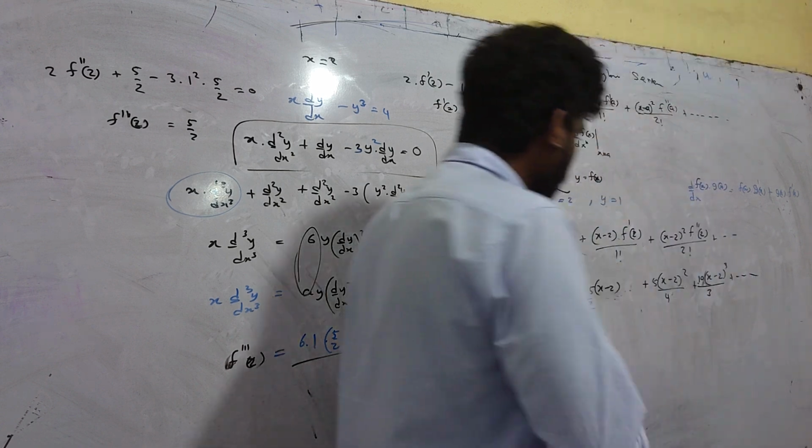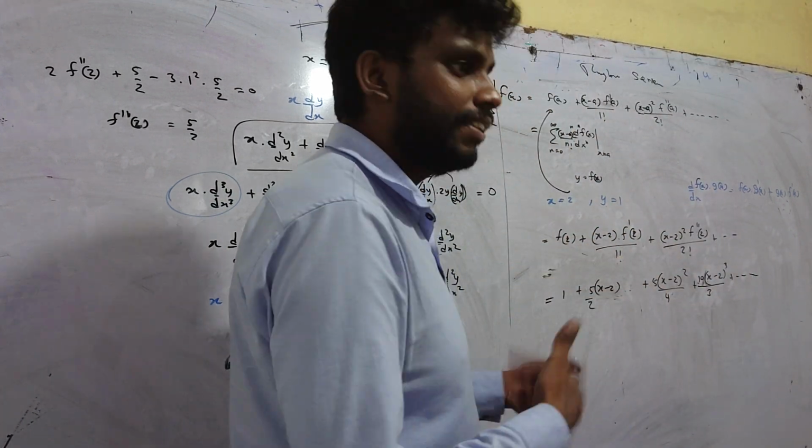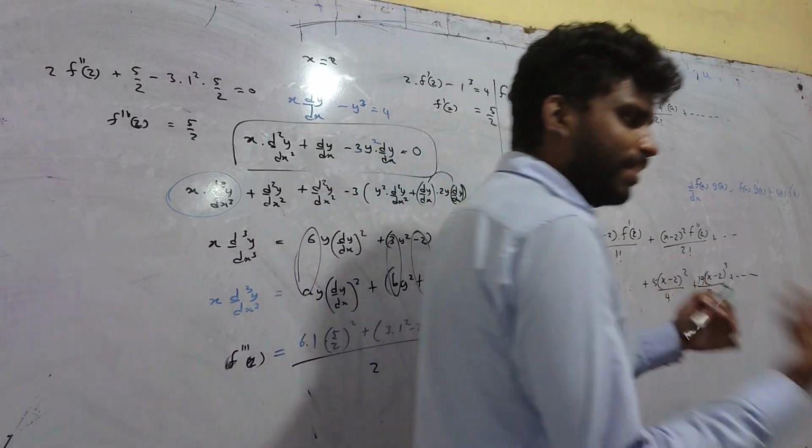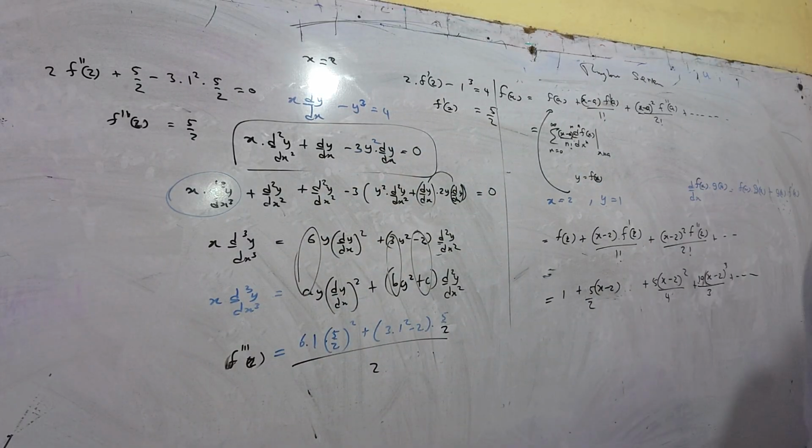So this is the Taylor series, and the Maclaurin series is applicable since x equals 0. It's nothing else, it's formed based on the Taylor series, right?